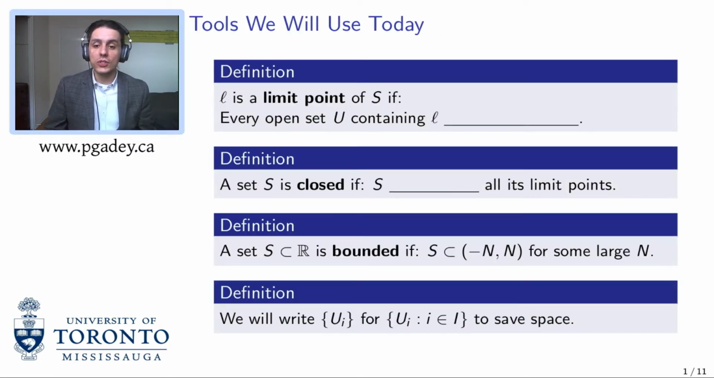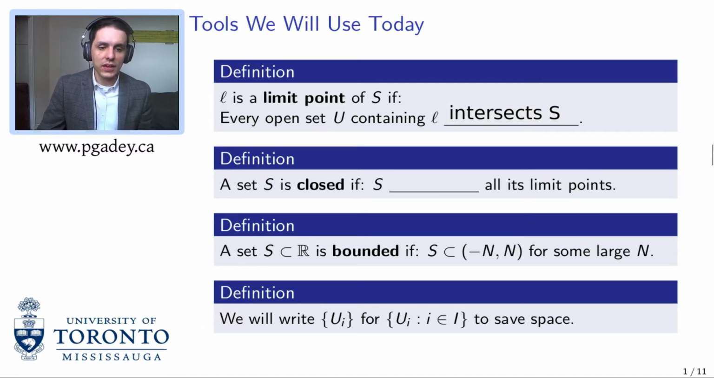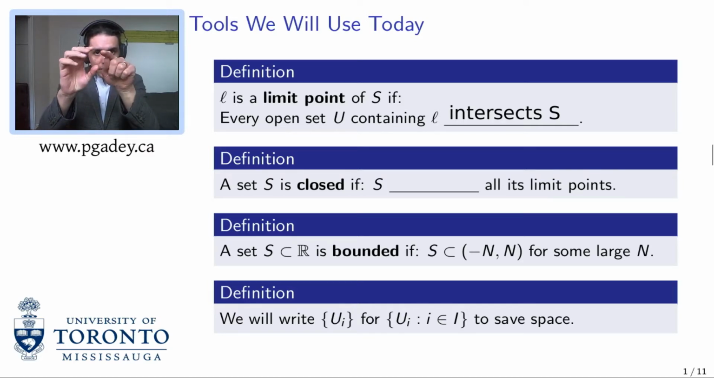We're going to use a couple different tools today. We're going to use the notion of a limit point of a set. So we say that L is a limit point of S if every open set U containing L does what to the set? Well, we need that every open set U containing L intersects S. So every open set that has L in it also meets the set S.